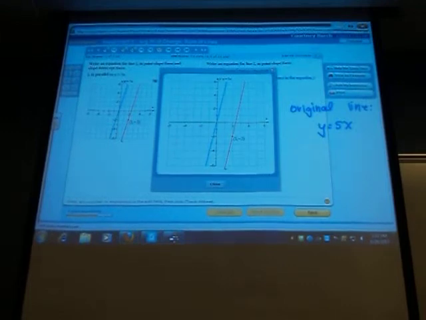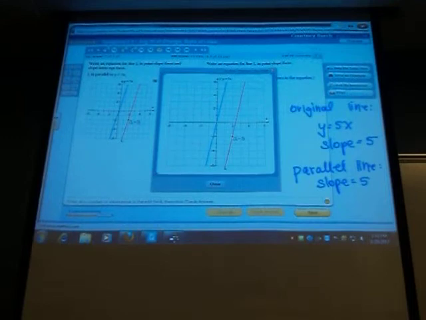So really, if you counted, you would count from 0 down to negative 1, 2. No, you can't do that. My original line is 5x. What is the slope? 5x, or 5. Yeah, the slope is 5, because it's really mx plus b, and b is just 0. The parallel line would have the same slope. The slope would still be 5.